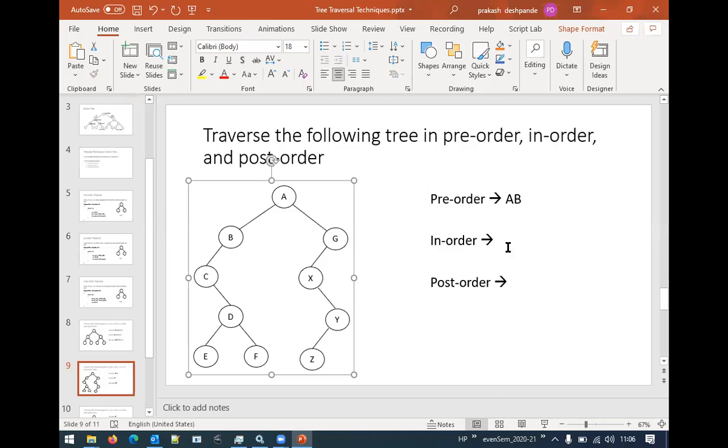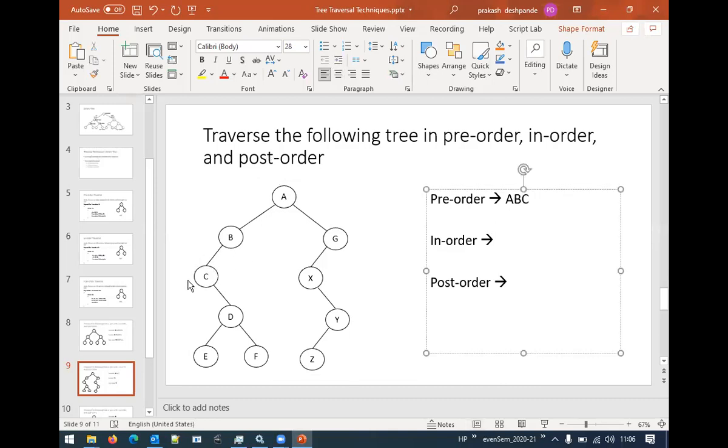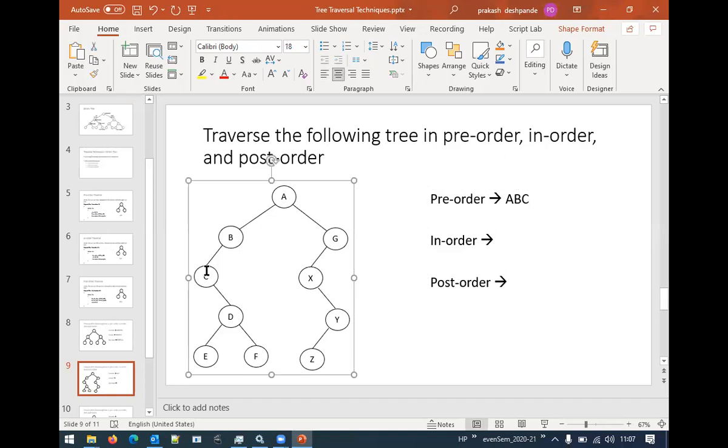Correct? Now, once C is read, I need to go where? Left side. But is there a left part of this? No. Now where should I go? Right side of that. Since it is a pre-order, root I read, that is C I read. After that left side, there is no left child. Now I will go to the right of C. On the right of C, what I have? D. Now again, is this D a leaf node or is it again a root for someone else? It is again a root.